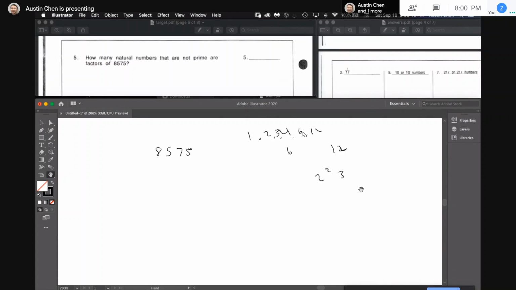What was the formula? I mean, we can always just find how many factors there are in total and then just subtract away the primes. We can just prime factorize 8575 and then find all the factors manually. I think we should use the factors formula, but we forgot it. You can do that. I mean, sure.